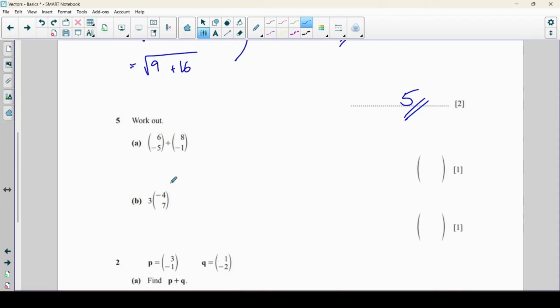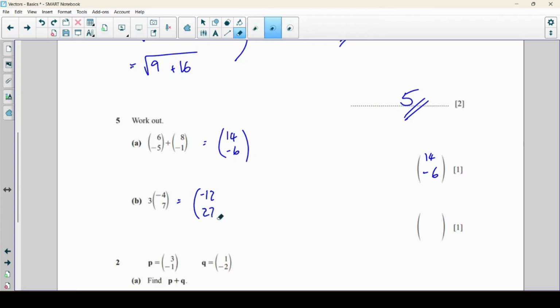Okay, so now we're going to add up these two vectors. 6 add 8 is 14. Minus 5 add minus 1 is minus 6. Next we're going to multiply this one by 3. 3 times minus 4 is minus 12. 3 7s, 21. I almost wrote 27 there, 21, sorry. There we go.